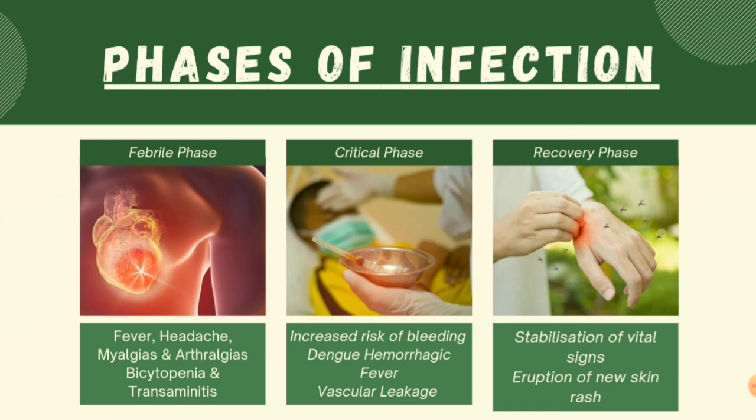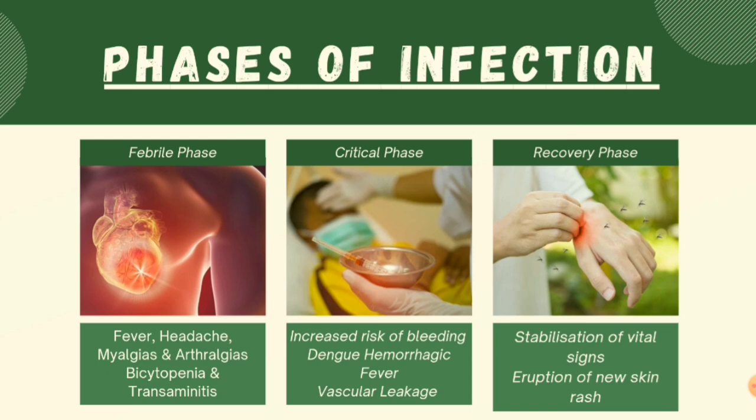Now, talking about the critical phase, it occurs only in a small subset of patients, and it is most likely to occur in patients who have secondary infection, especially within 18 months of a primary infection. It is also common in patients with other medical comorbidities. The critical phase lasts for 24 to 48 hours, and even in this phase, thrombocytopenia can be very severe, less than 20. There is increased risk of bleeding, for example, melena, hematemesis, epistaxis, hematochezia, menorrhagia, and these symptoms are then called deadly hemorrhagic fever.